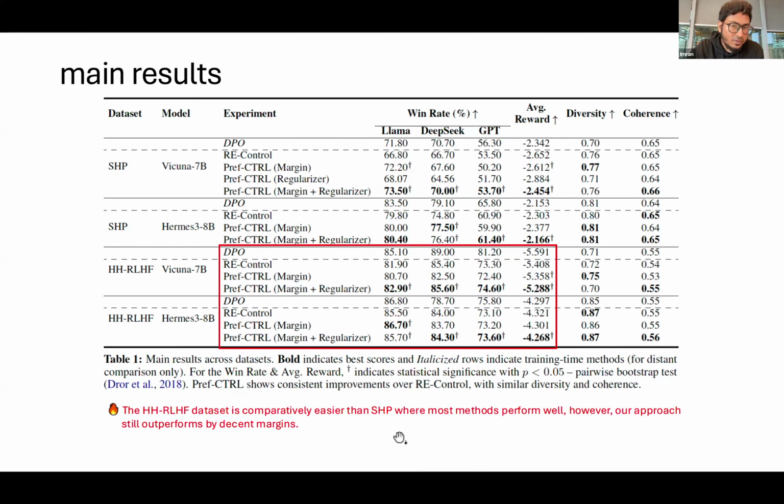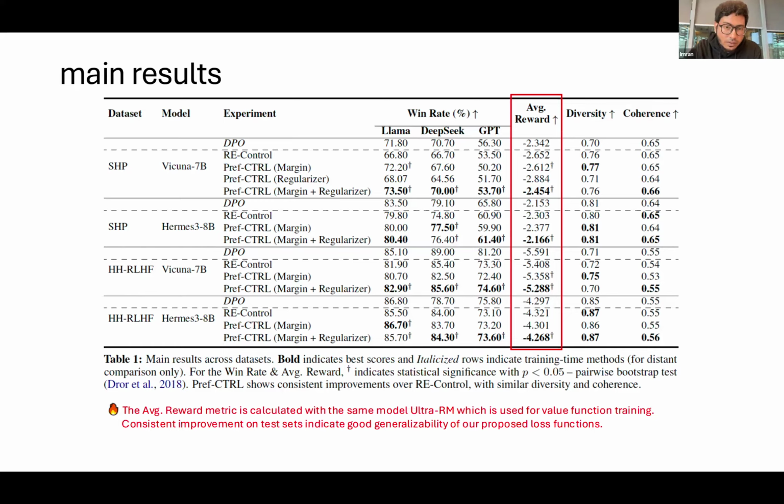The HHRLHF is comparatively an easier dataset than the SHP one, but from the scores we can also see that we still get decent margins over our baselines and compared to DPO also, which confirms that our model actually generalizes across different datasets, even ones that are easier in most cases to solve by different approaches.